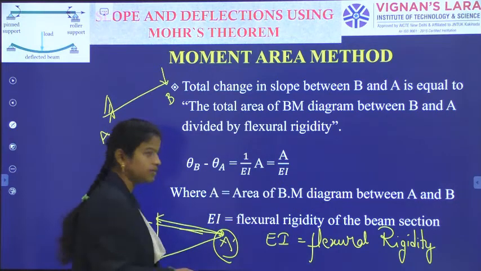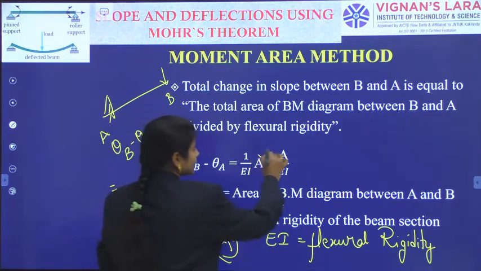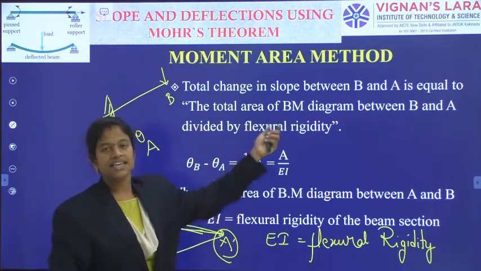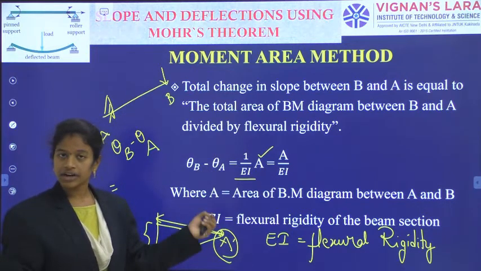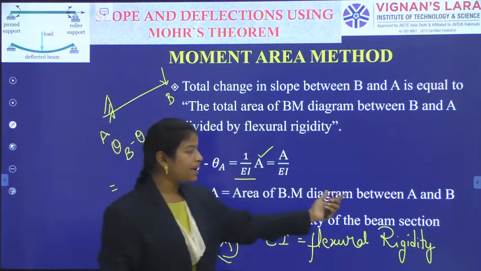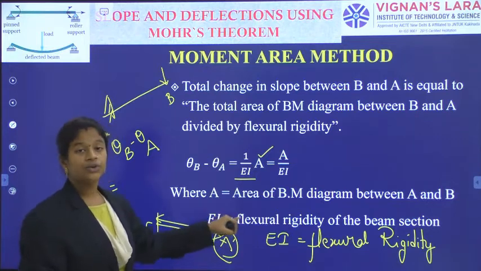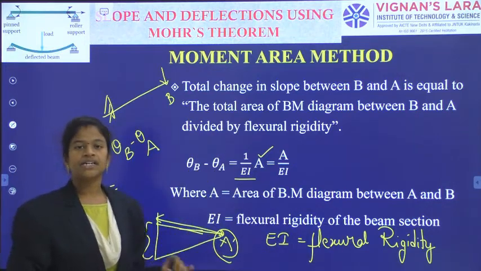Now this difference is equal to 1 over EI times A, that is, theta B minus theta A is equal to A by EI. Similarly, for the deflection also there should be one more condition, right? So, here A is the area of the bending moment diagram between the points A and B, and E into I is the flexural rigidity of the beam section. So, this is for the slopes.